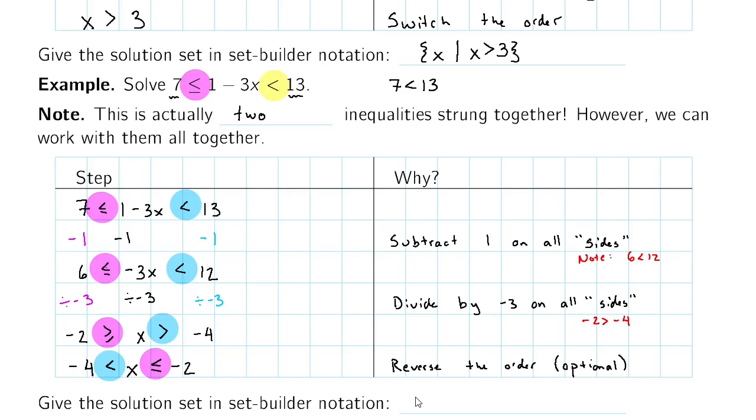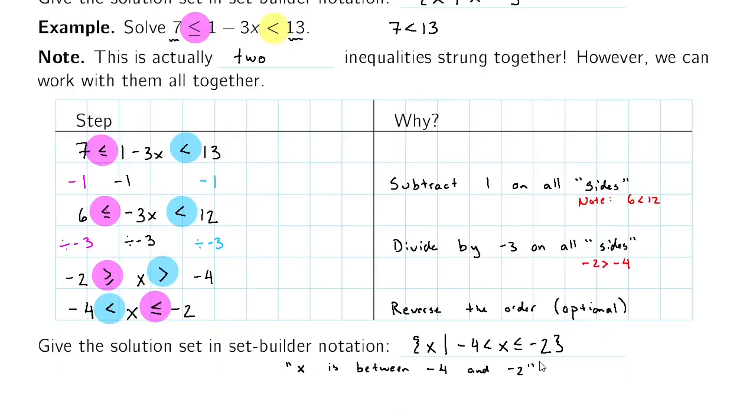Again, we can give this solution set in set builder notation. This is the set of all x such that negative 4 is less than x is less than or equal to negative 2. Although, if I were reading this out loud, I would probably say x is between negative 4 and negative 2. And then I would need to do some more talking to say that x is allowed to equal negative 2, but not negative 4, which is why we have this more precise mathematical notation.